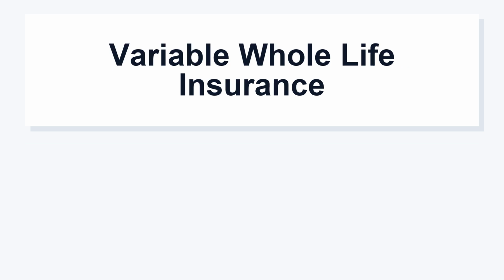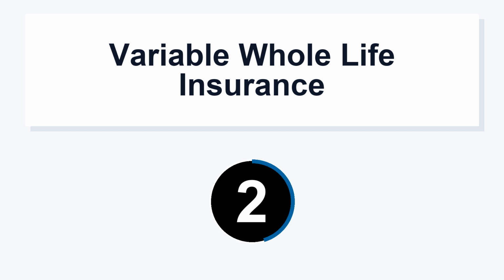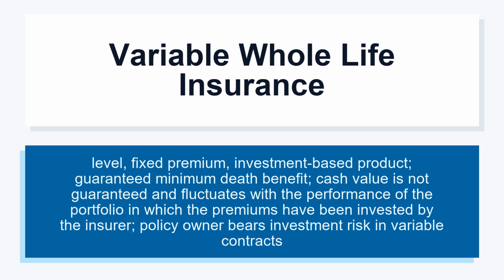Variable whole life insurance. Level, fixed premium, investment-based product, guaranteed minimum death benefit. Cash value is not guaranteed and fluctuates with the performance of the portfolio in which the premiums have been invested by the insurer. Policy owner bears investment risk in variable contracts.